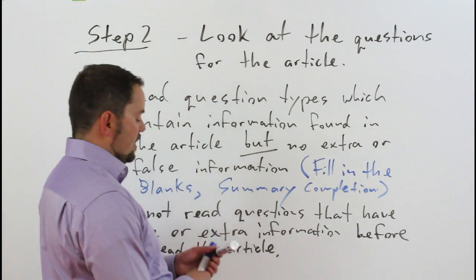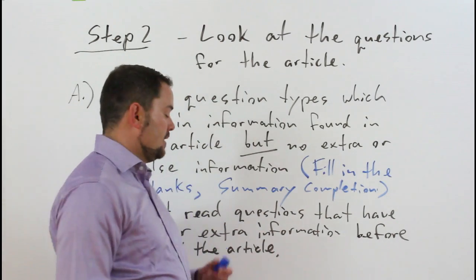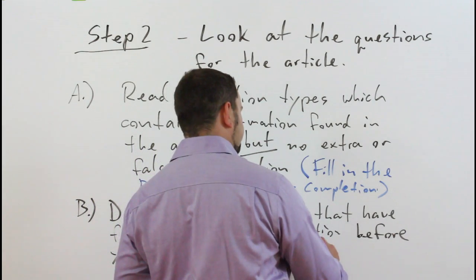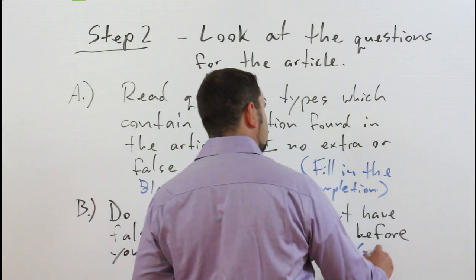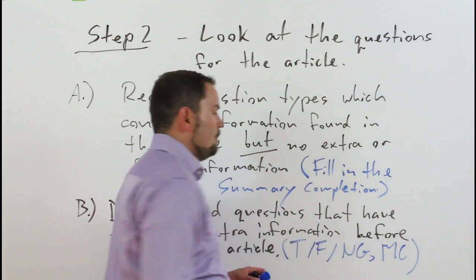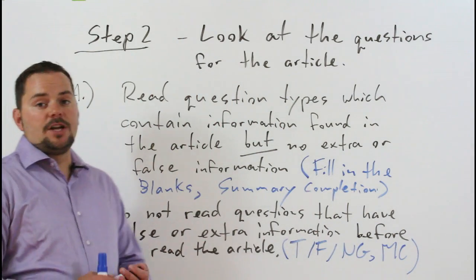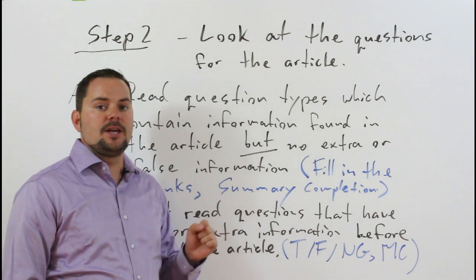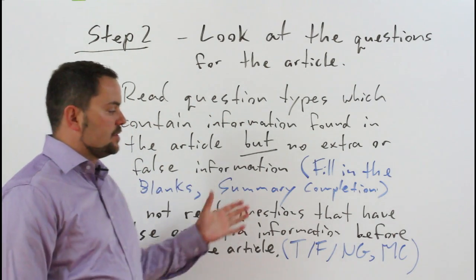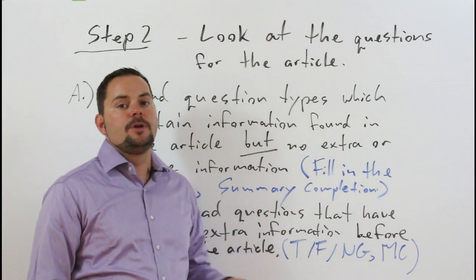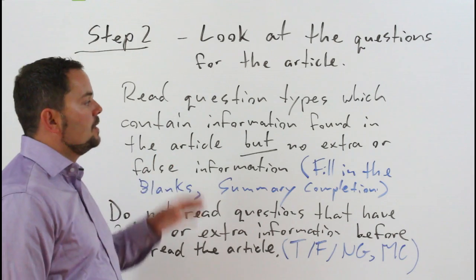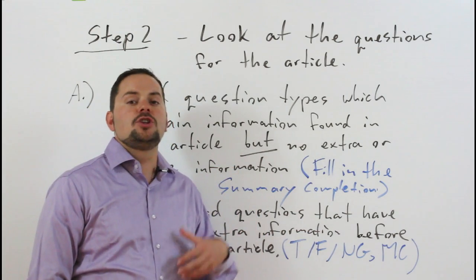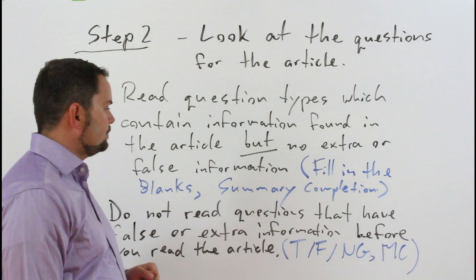This includes, again, questions like true, false, not given, or yes, no, not given, or multiple choice. Again, the logic here is that questions that contain information which is in the passage will help you understand the passage. Questions that have extra or false information will confuse you if you read them before the passage. So again, second step, look at the questions, read the ones that have information in the passage, don't read the ones that have extra information.